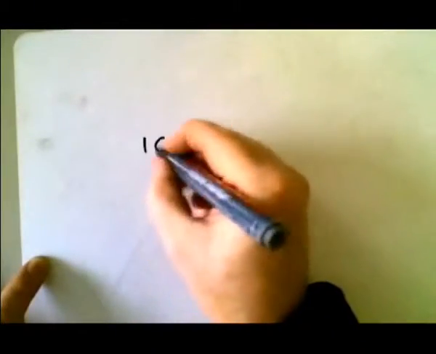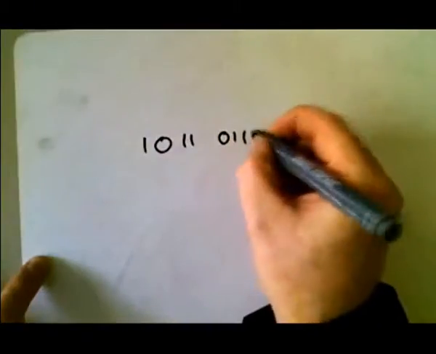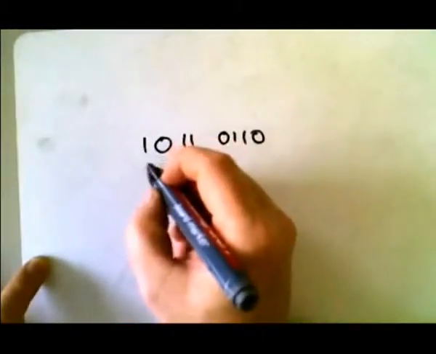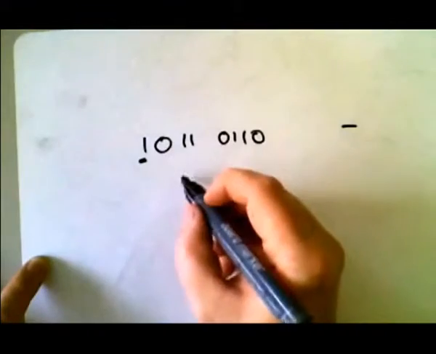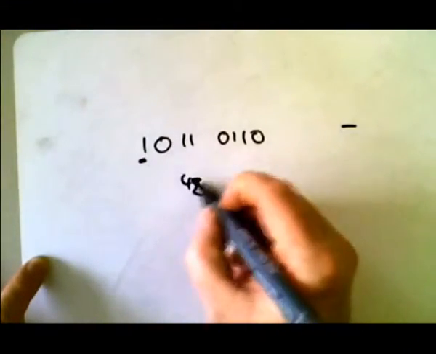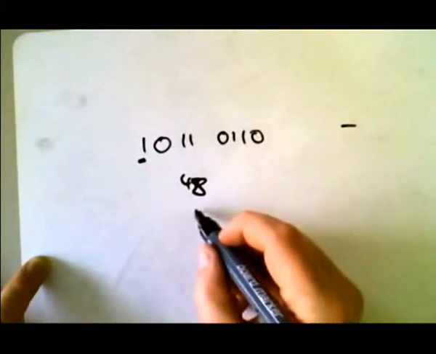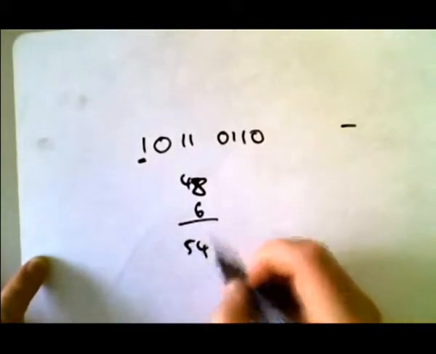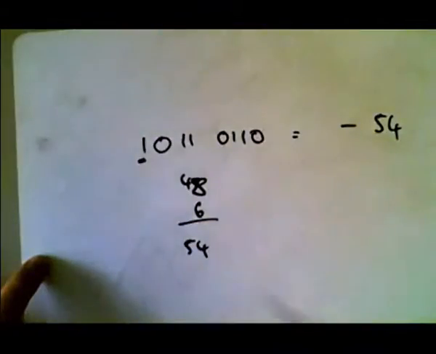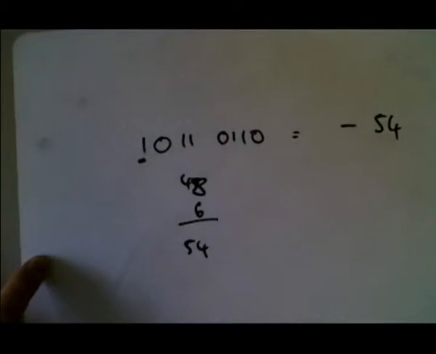If I had another one, again the most significant bit for the sign means it's negative. Here we've got 32 and 16, that's 48, and here we've got 2 and 4, that's 6. So we've got 54, and this number is minus 54. So the most significant bit, wherever it is, is the sign, and everything else is the magnitude. Dead straightforward.